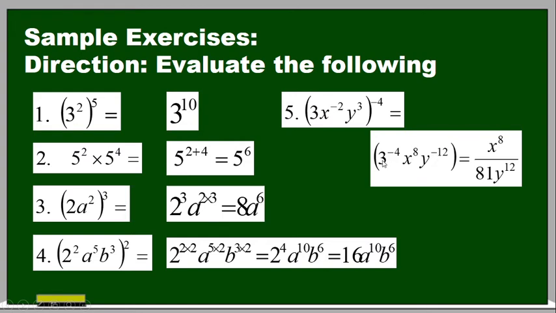And then you simplify 3 raised to negative 4. This will be written under denominator, that is 81. X raised to 8 is a positive, so it will remain under numerator. And y raised to negative 12 is a negative exponent, and then you write that under denominator. So final answer is x raised to the 8th power over 81y raised to the 12th power.